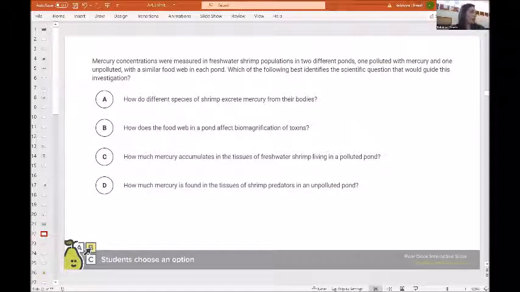All right, so let's look at our next multiple choice practice question. Mercury concentrations were measured in freshwater shrimp populations in two different ponds, one polluted with mercury and one unpolluted, with a similar food web in each pond. Which of the following best identifies the scientific question that would guide this investigation?